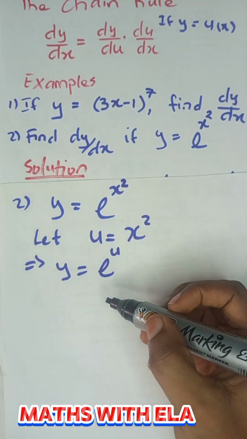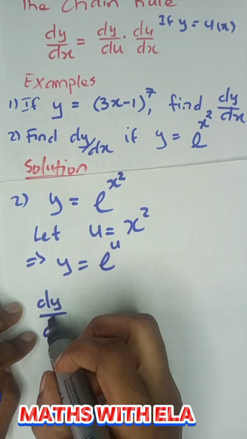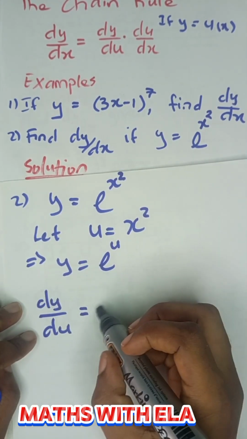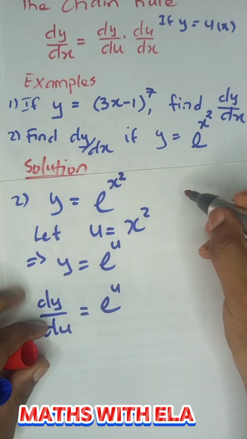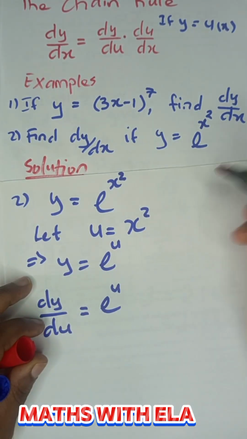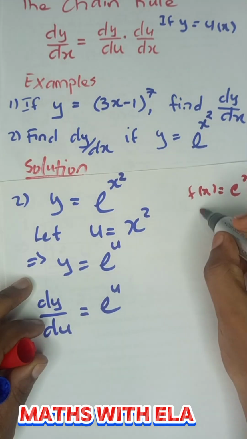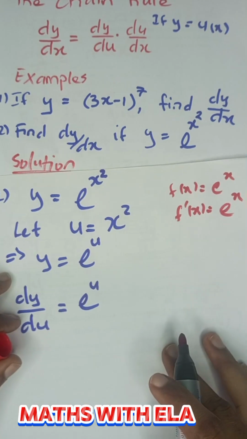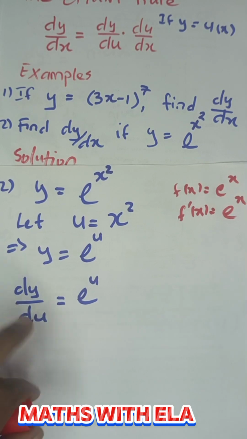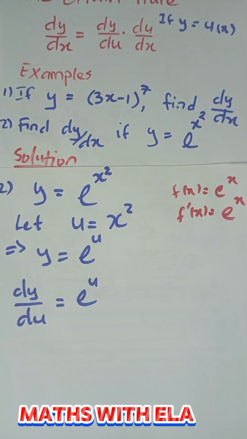Now we need dy by du and du by dx. So dy by du will just be e raised to the power u, because when we differentiate, this is something we should know. If we have f of x equal to e to the x, then f prime of x will just remain e to the x. So that's what we are applying here. We have y being e to the u, dy by du remains e to the u.